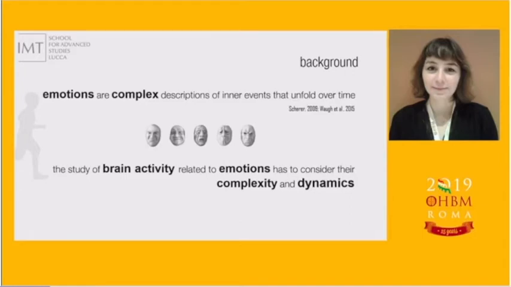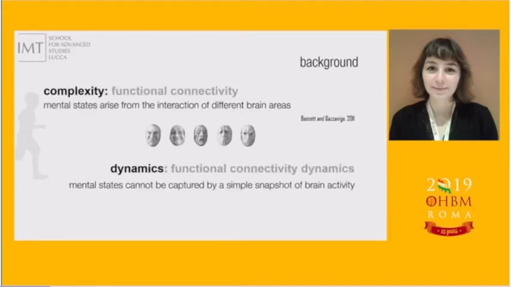So to properly study how emotions are represented in the brain, it is important to take into account both their complexity and their dynamics. And one way to do so could be through the use of functional connectivity that takes into account the interaction between different brain regions, and through the study of functional connectivity dynamics, which is a metric that instead considers also the dynamics of these interactions.